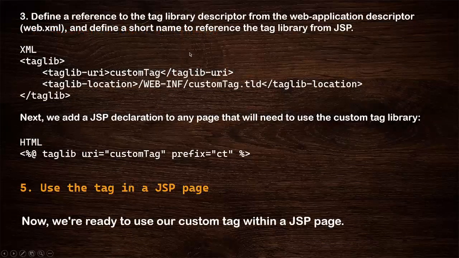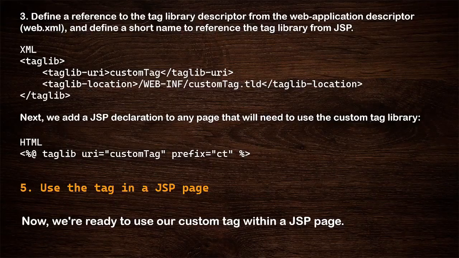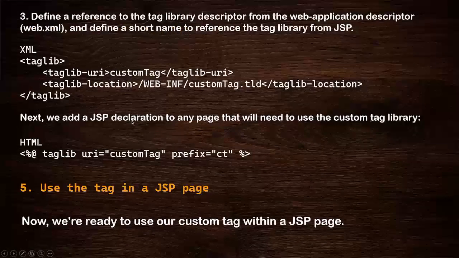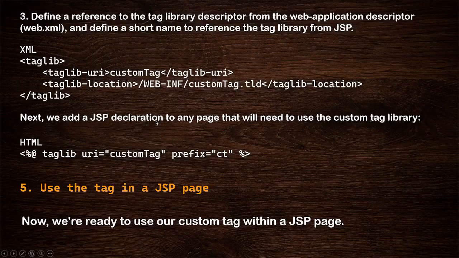Number three is to define a reference to the tag library descriptor in the web application descriptor and define a short name to reference the tag library from JSP. This is an example for the third. Next, we add a JSP declaration to any page that will use the custom tag library.